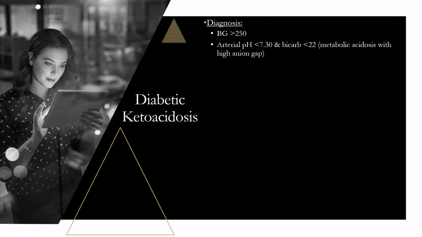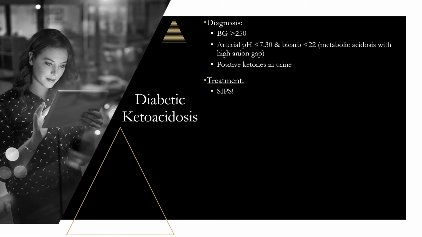This is one of the ones from, I don't know if you know the mnemonic MUDPILES, but DKA is the D in MUDPILES for metabolic acidosis. This is one of the metabolic acidosis causes, the more common ones. Obviously, you're going to have positive ketones in the urine.